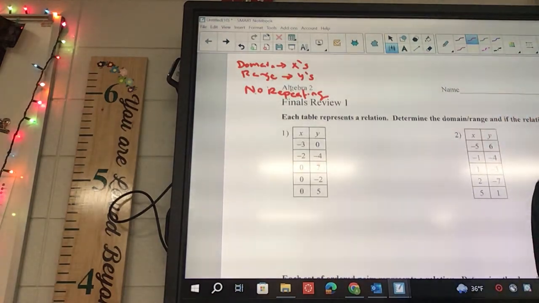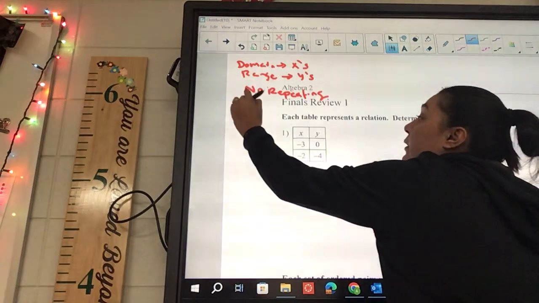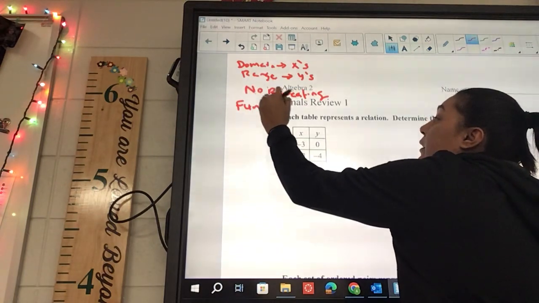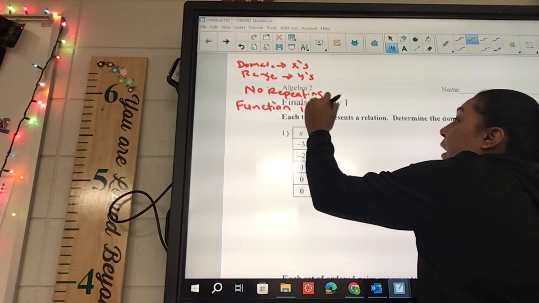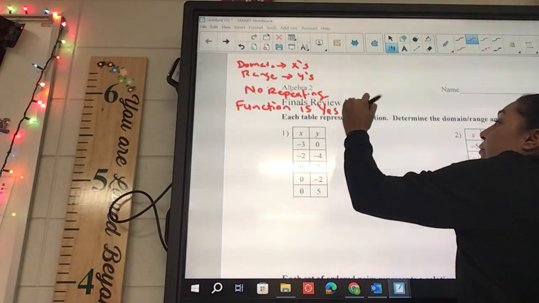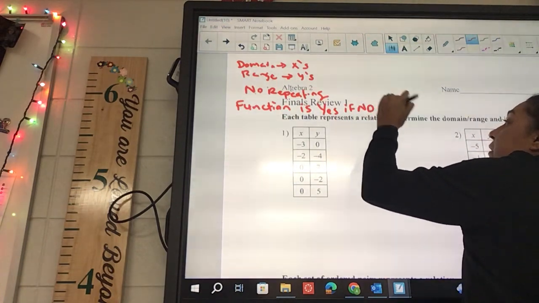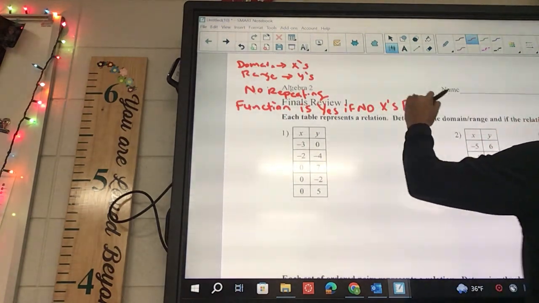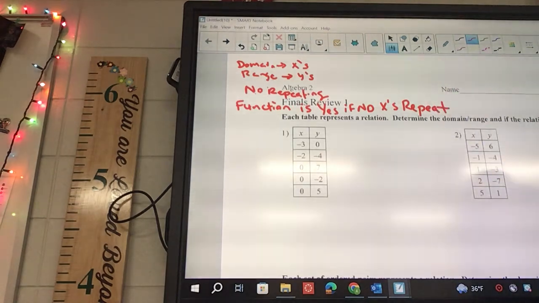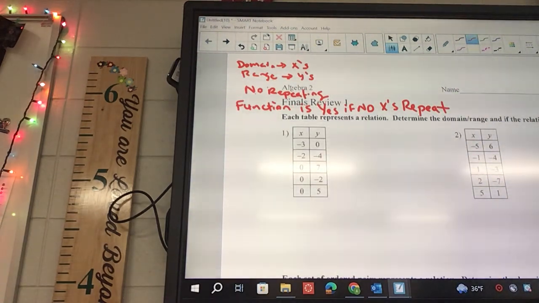Okay, and then to tell if it's a function, the function is yes if no x's repeat. Okay, so for these first ones, that's all the notes that you would need.